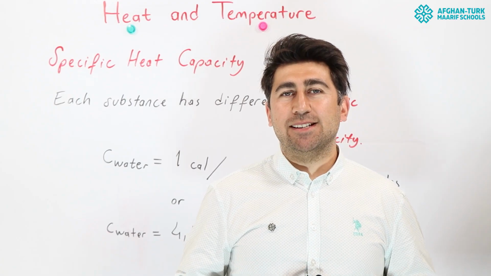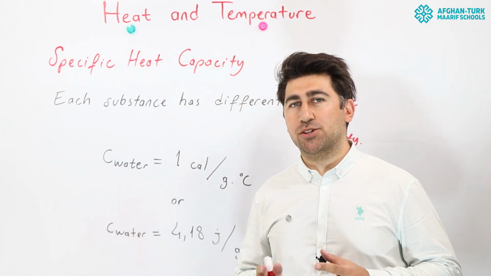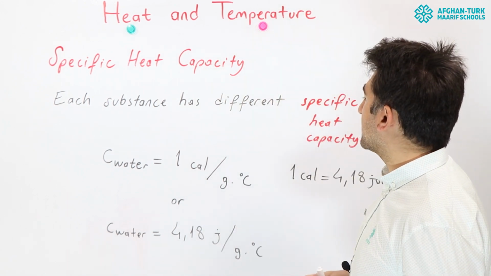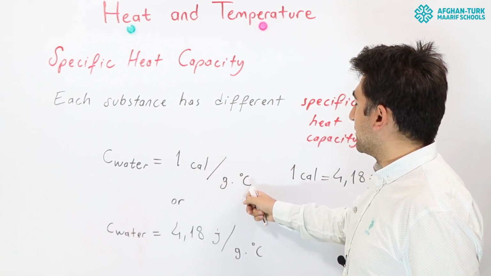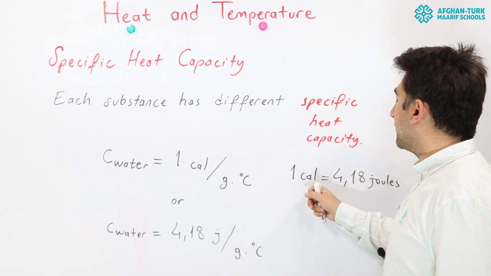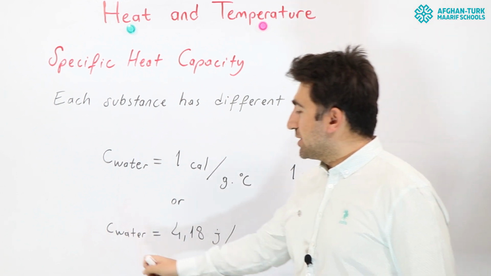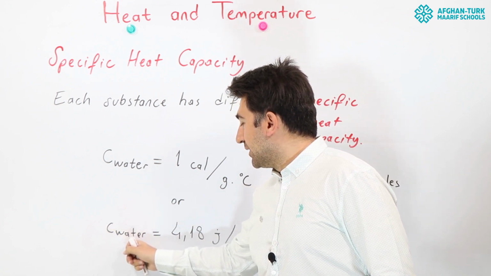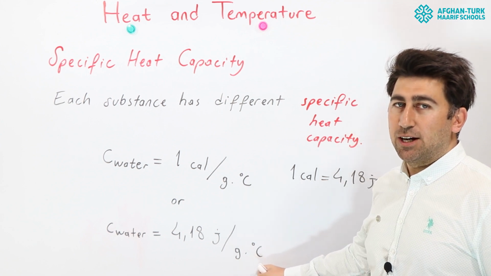As the name implies, each substance has a different specific heat capacity. For example, the specific heat capacity of water is 1 calorie divided by gram times Celsius. Because 1 calorie is equal to 4.18 joules, we can also write the specific heat of water as 4.18 joule divided by gram times Celsius.